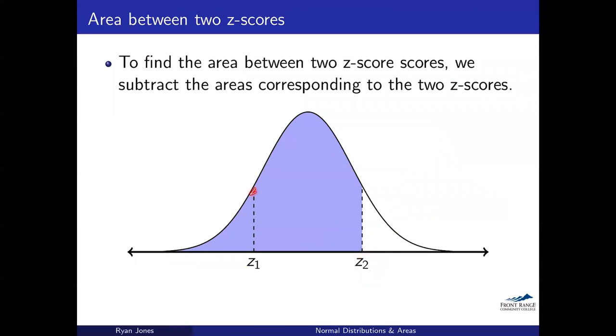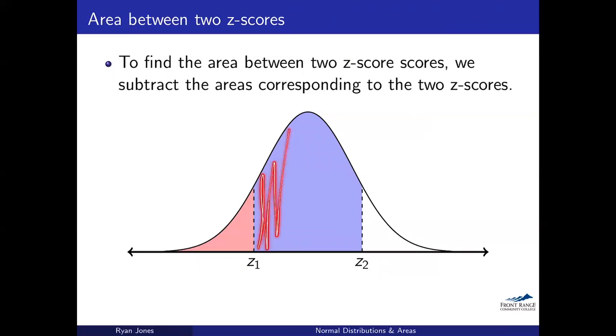We could just cover up z1. We just don't care about that. All of this in the purple is the area to the left of z2. So our z table will tell us exactly what that is. We can go ahead and see our z-score for z2, and we can just look at the area to the left of it based on the table. Now, also the area here in the red is just the area to the left of z1, which again, we can find from our z table. When we hear that word left, area to the left, we think z table.